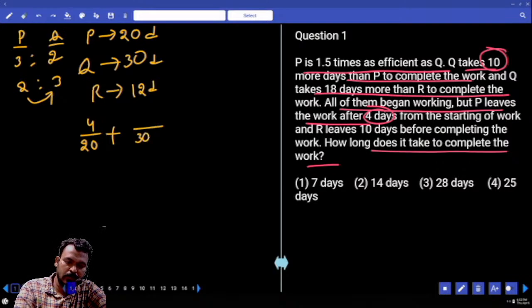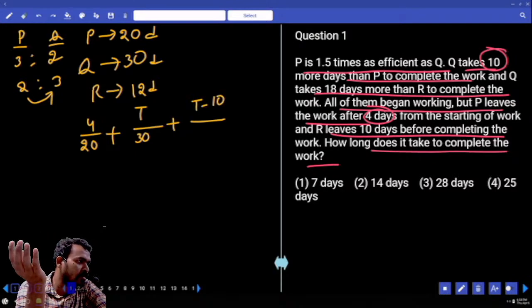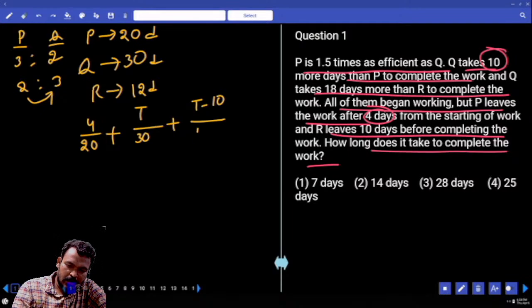What is the 1 day work of Q? 1/30. But Q is working for all the time, T. Next, R leaves 10 days before the completing the work. Means compared to Q, how many days less working? 10 days. Means T minus 10 or T plus 10? T minus 10. What is the 1 day work of R? 1/12. T minus 10 days work, (T minus 10)/12. That is equal to how much? 1. Okay.